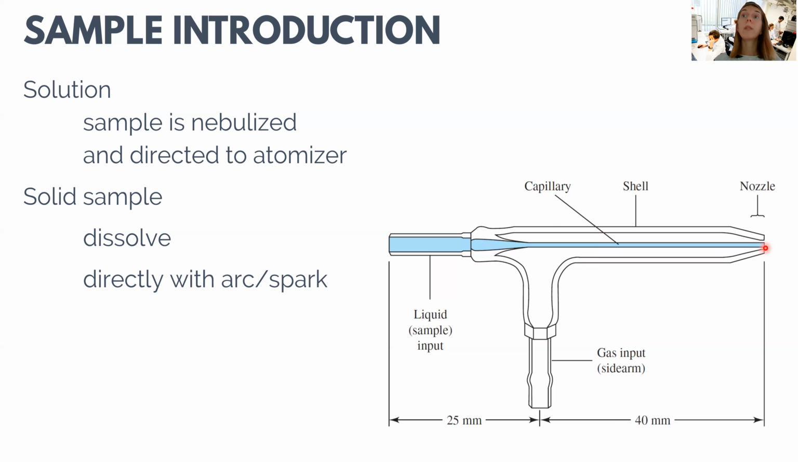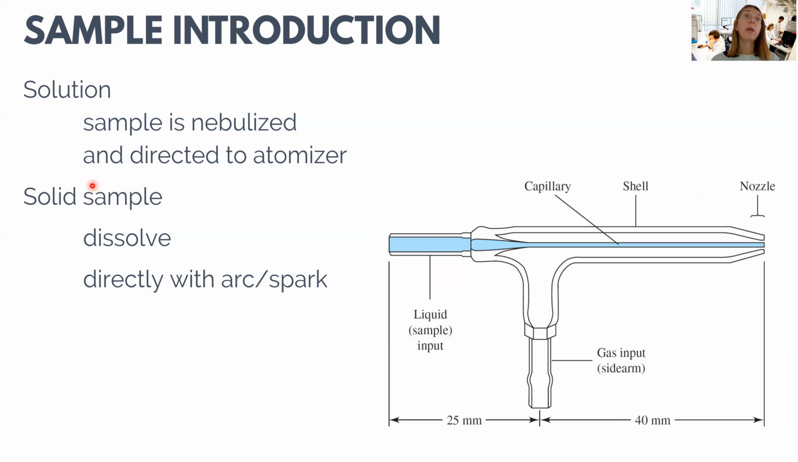When this gas, for example air, is exiting the outer capillary, it is nebulizing the sample solution into small droplets through a Bernoulli process. And this is actually used both in atomic emission as well as in atomic absorption spectroscopy. And you will also see it later being used in mass spectrometry to spray liquids into very fine aerosols.